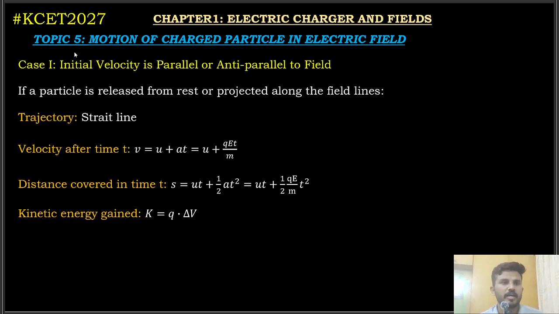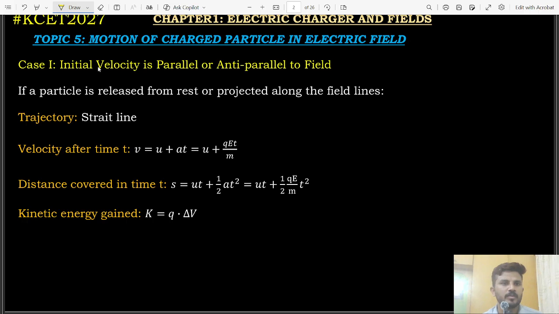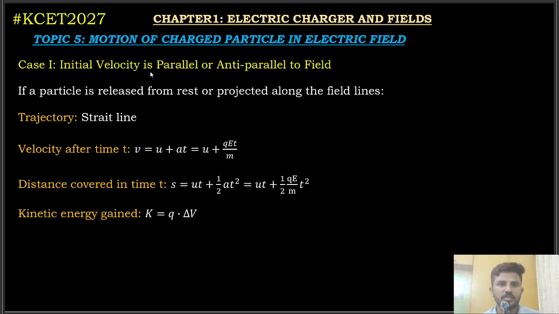Now, here we have the case where the initial velocity is parallel or anti-parallel to the field. Let's consider there is an electric field in this direction. If a charged particle is projected with initial velocity u, if it is a positive charge, it experiences force in the same direction. So force also will be in the same direction.